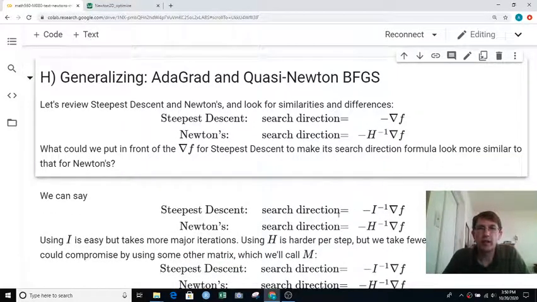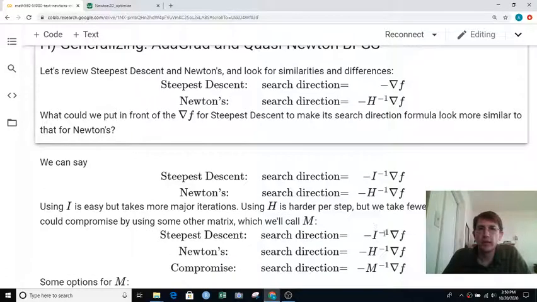So using the identity and its inverse is easy, but it takes more steps. Using the Hessian and its inverse is harder, but we take fewer steps. We make a bit more progress per step. So we could say a compromise is some matrix which is maybe a little more complicated than the identity, because it's hard to be less complicated than the identity, but not as complicated as the full Hessian. So let's think about what some compromise options are there. Think about it for yourself.